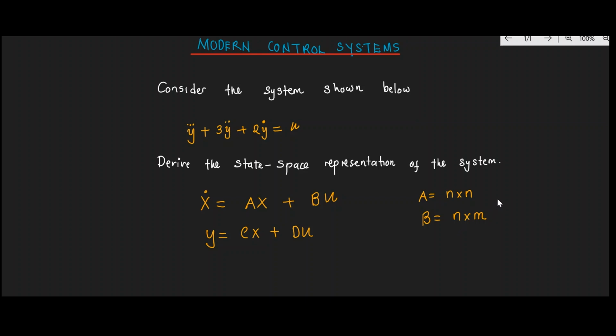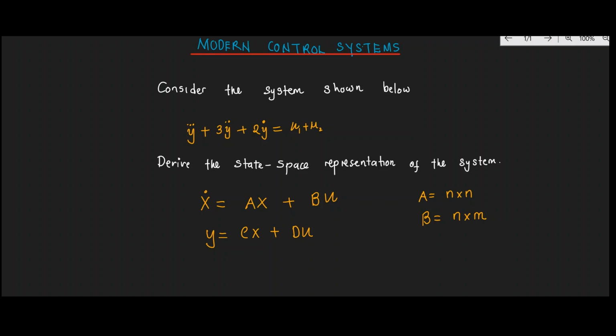And then m is the number of inputs. How many inputs do you have? You may have u1 and u2. U is actually the input. So if you have two inputs here, this will be an n by 2 matrix. If you have three inputs, four inputs, and so on and so forth.